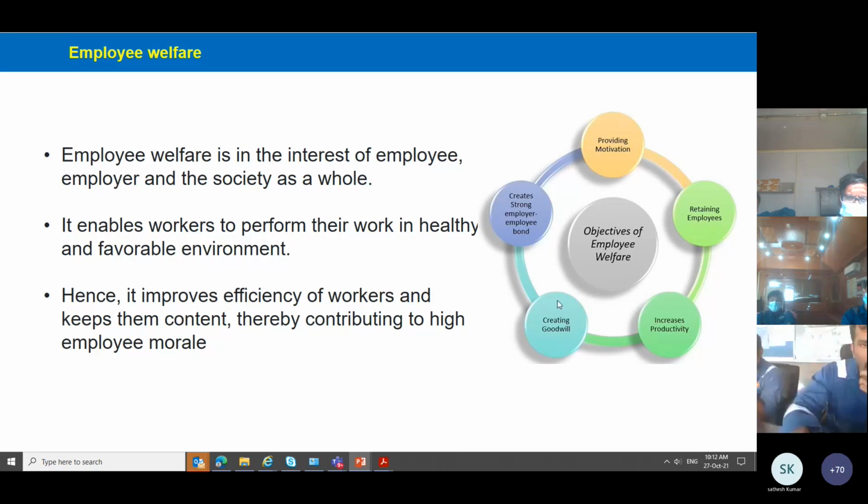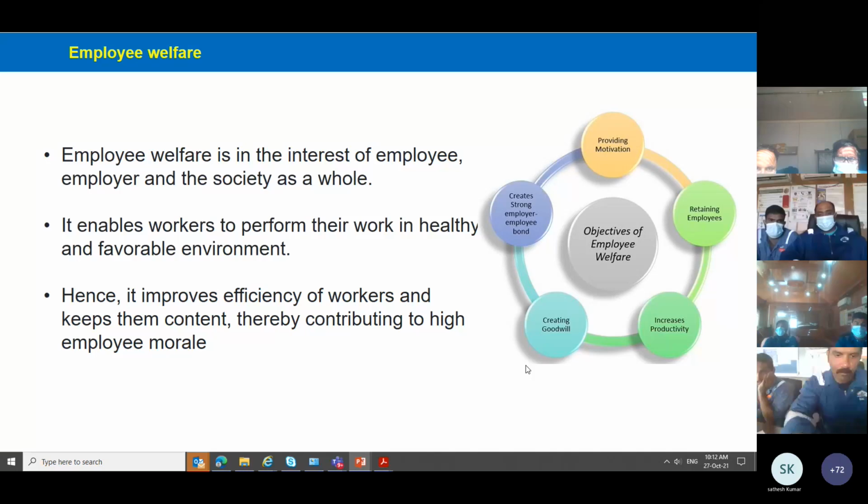So as you see on the right side, there are objectives of the employee welfare. The most important thing is providing the motivation and retaining the employees. Again, at the bottom line, it increases the productivity, creates the goodwill of the company, and creates a strong employer and employee bond. You know, that's very important. So that's what we are going to discuss today, how our business partners are creating this bond through the best practice of the welfare measures.